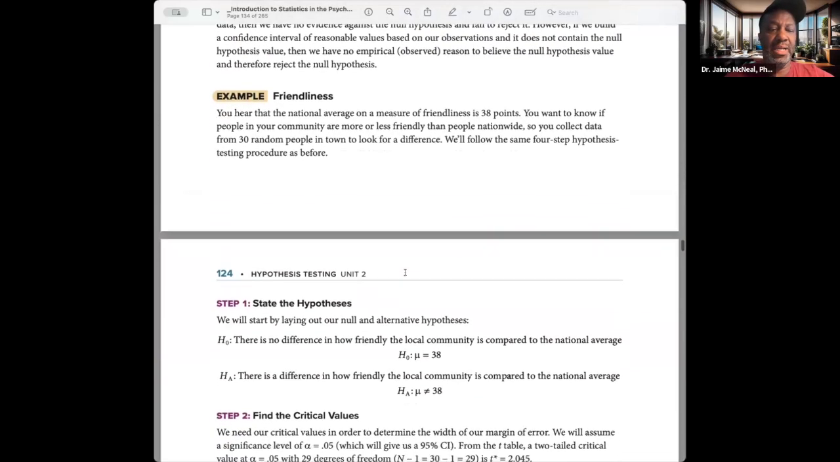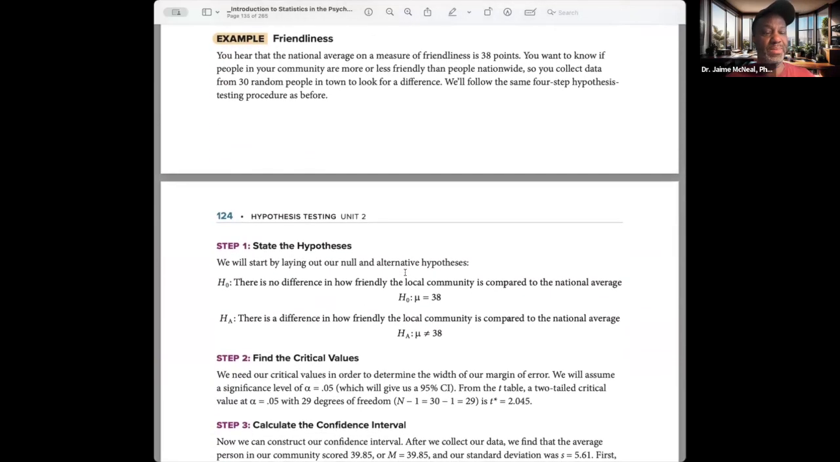on page 123. It's about friendliness. I'll read through it very quickly and then we'll work it out on the map. Friendliness. You hear that the national average on a measure of friendliness is 38 points. So that's what we're measuring it against.